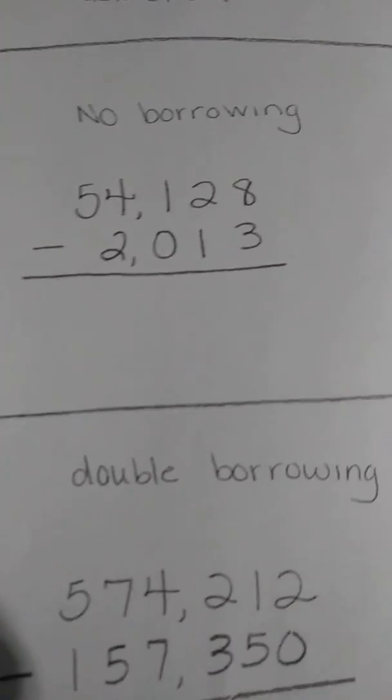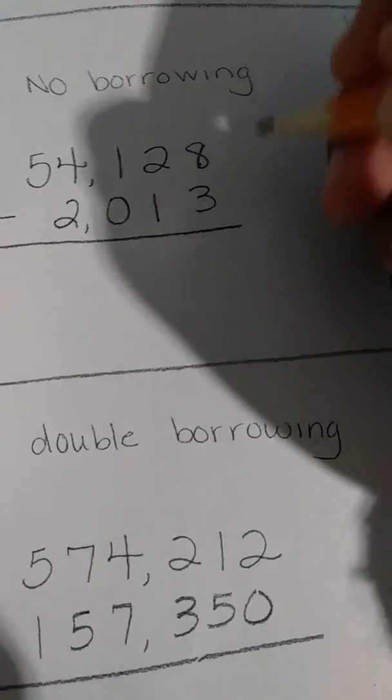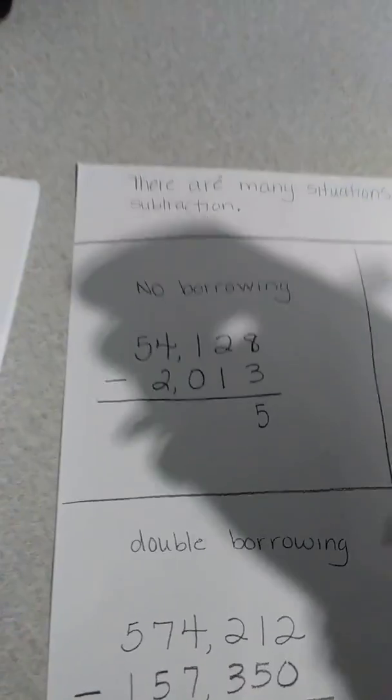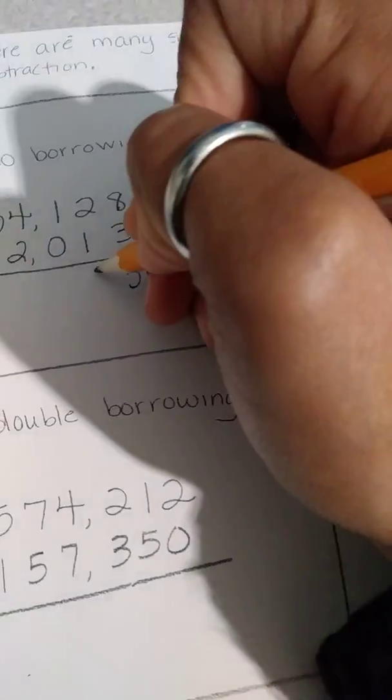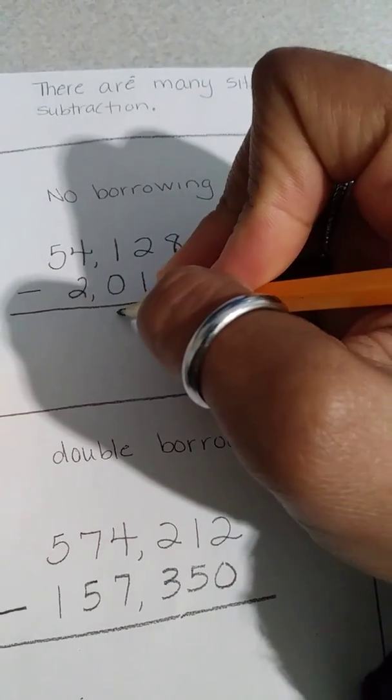So let's start with the first situation where there's no borrowing. So is 8 higher than 3? Yes. So what's 8 minus 3? 5. Is 2 higher than 1? Yes. So what's 2 minus 1? 1. Is 1 higher than 0? Yes. So what's 1 minus 0? 1. It's like saying 1, take away nothing.